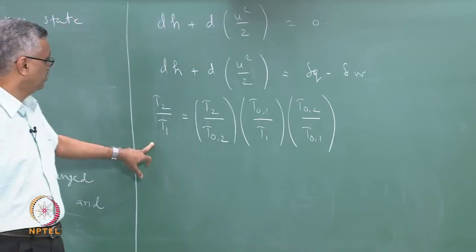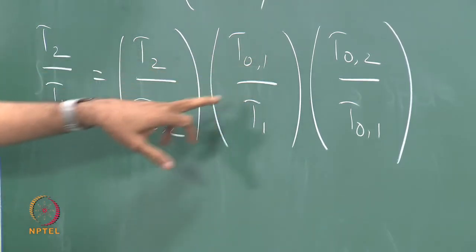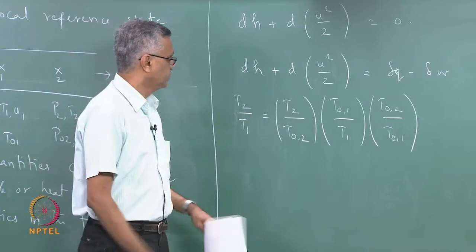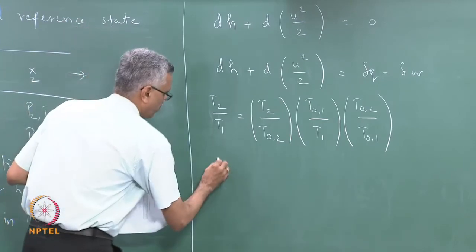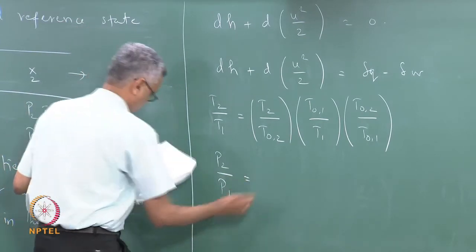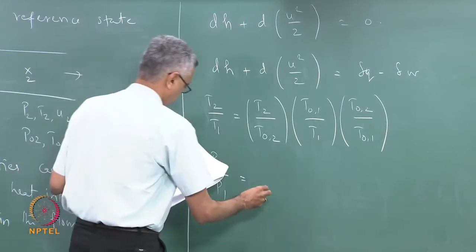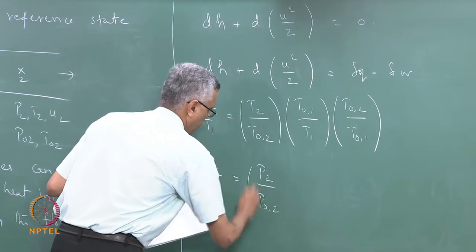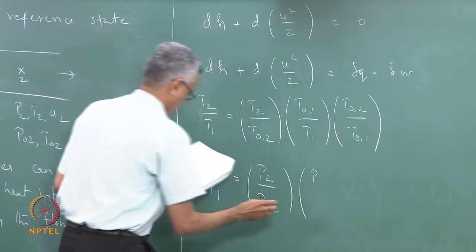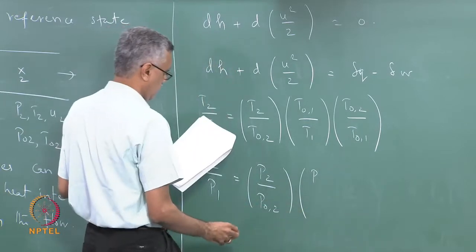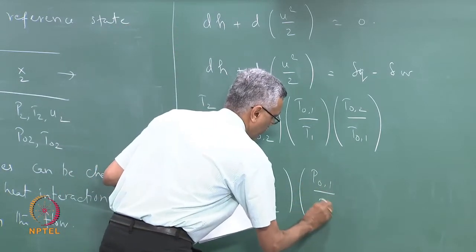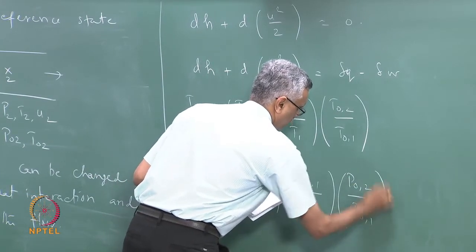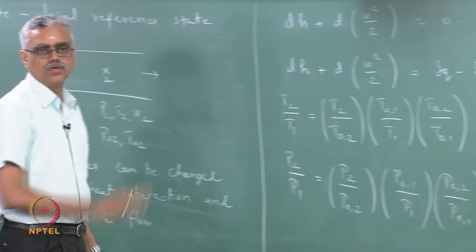So, I have taken T2 over T1, multiplied and divided appropriately by T02 and T01 to arrive at this. Okay, that is one thing, and I can write P2 over P1 similarly. So, P2 over P1 is equal to P2 over P02 times, so did I write this correctly? Yes, times P01 over P1 times P02 over P01. So we have this relationship.